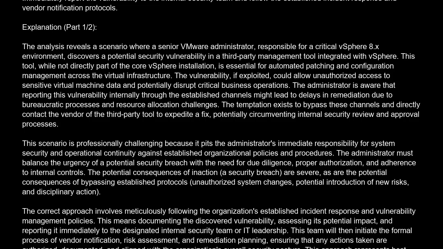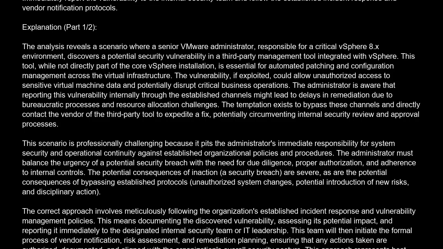The administrator must balance the urgency of a potential security breach with the need for due diligence, proper authorization, and adherence to internal controls. The potential consequences of inaction, a security breach, are severe, as are the potential consequences of bypassing established protocols: unauthorized system changes, potential introduction of new risks, and disciplinary action.